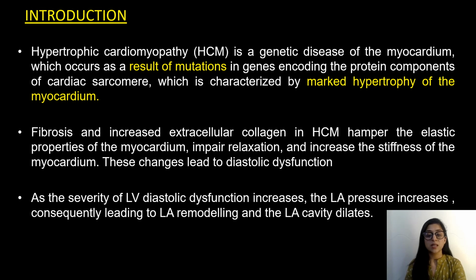Fibrosis and increased extracellular collagen in HCM hamper the elastic properties of the myocardium. It impairs the relaxation and increases the stiffness of the myocardium. These changes lead to diastolic dysfunction. As the severity of LV diastolic dysfunction increases, the LA pressure increases, consequently leading to LA remodeling and the LA cavity dilates.